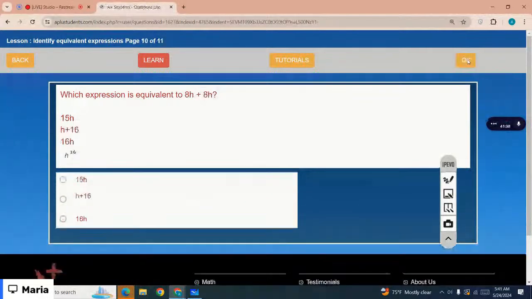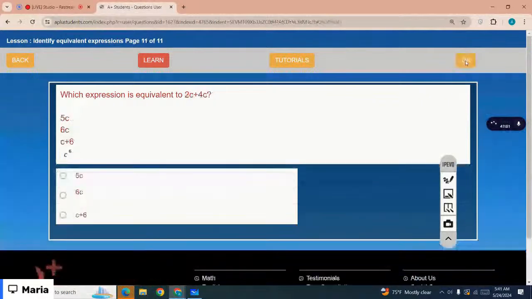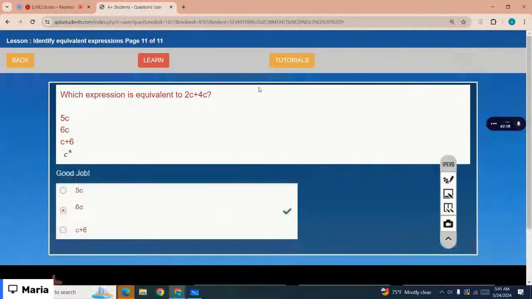Which expression is equivalent to 8h plus 8h? So which is the correct option? That is 16h. Which expression is equivalent to 2c plus 4c? Which is the correct option? That is 6c. Okay, we are done with the lesson.